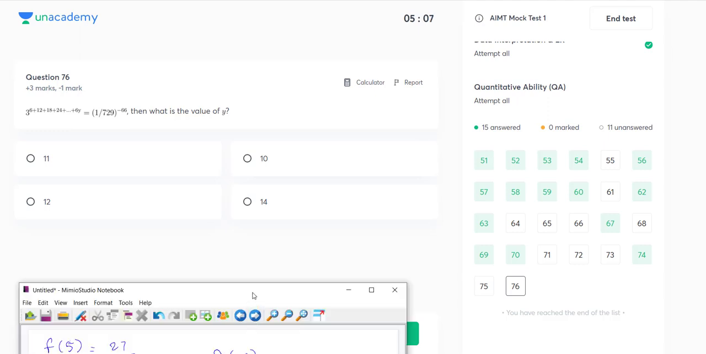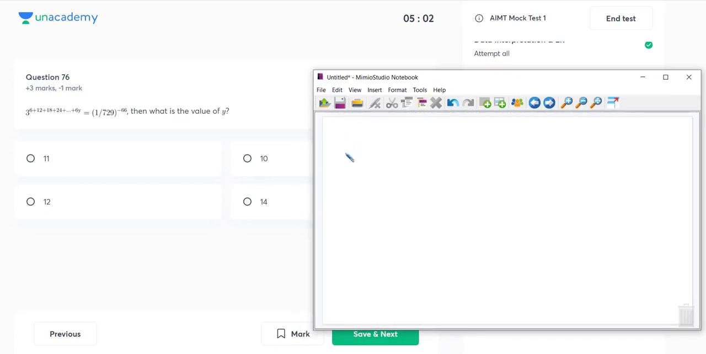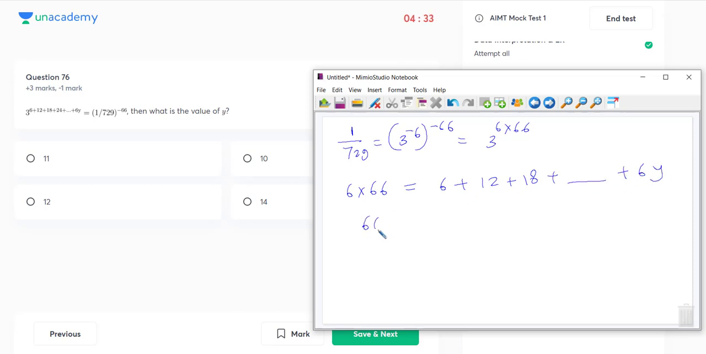Okay, so 3 to the power... this is the arithmetic progression, no? So 6y, we need to find the value of y. Okay, so 1 divided by 729 is equal to 3 to the power minus 6, which means 3 to the power 6 into 66. So 6 into 66 is equal to 6 plus 12 plus 18 and so on till 6y. Let's divide it by 6. So 66 is equal to 1 plus 2 plus 3 till y.